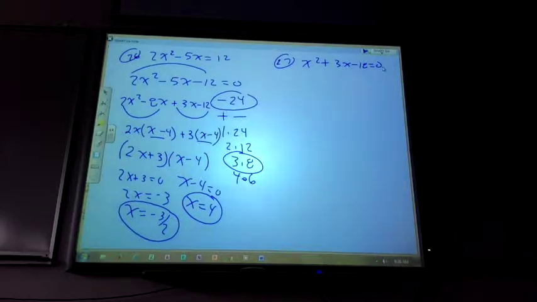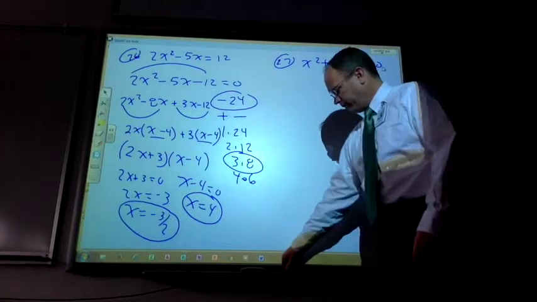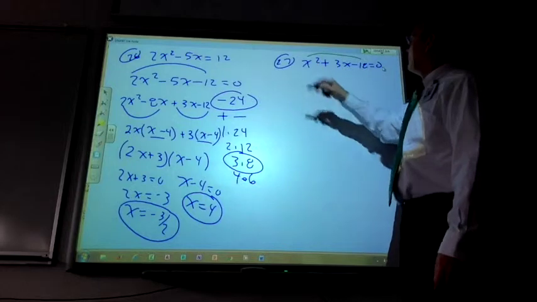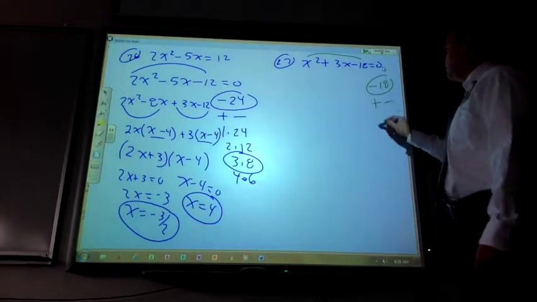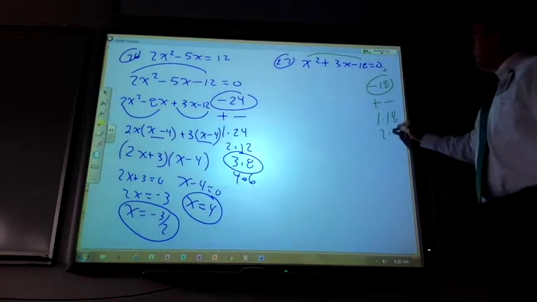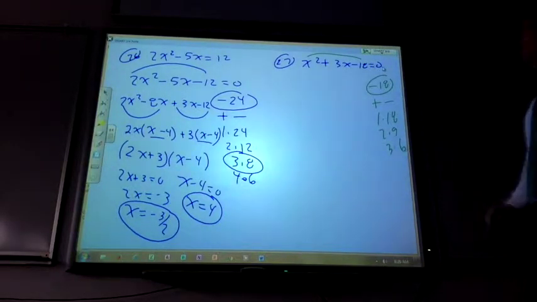Number 27 is already set up to finish. What's my magic number on this one? What's my magic number? Negative 18. If it's negative, I know I have to have alternating signs. Factors of 18, 1 and 18, 2 and 9, 3 and 6. Which of those, one being positive, one being negative, will give me a positive 3? 3 and 6, which one's positive?